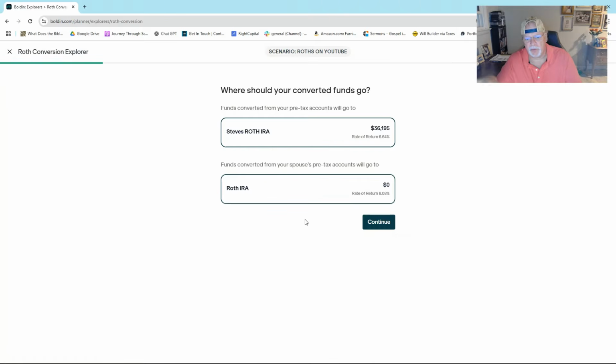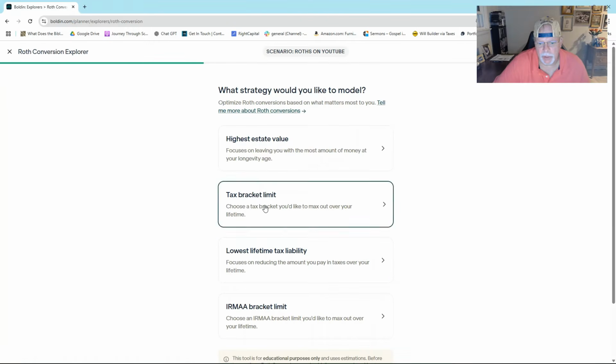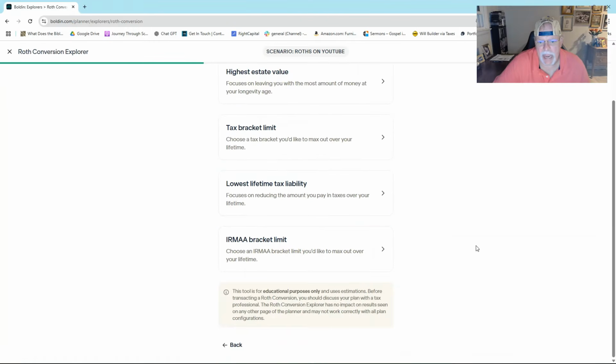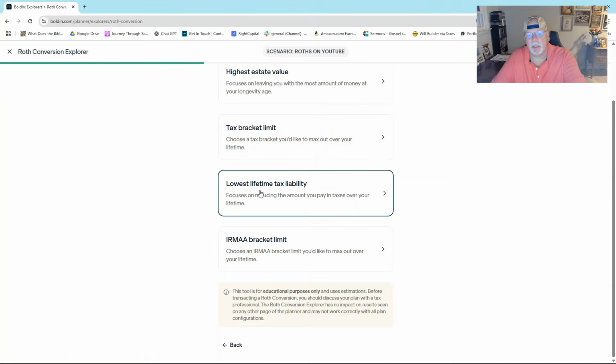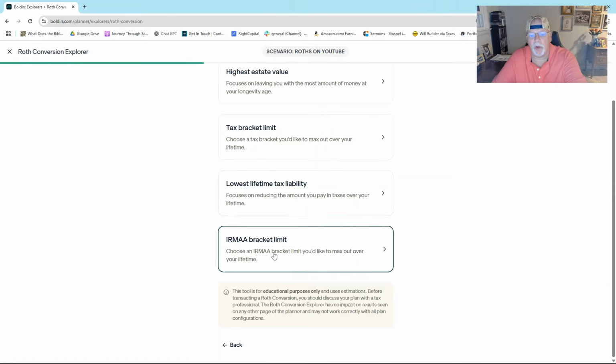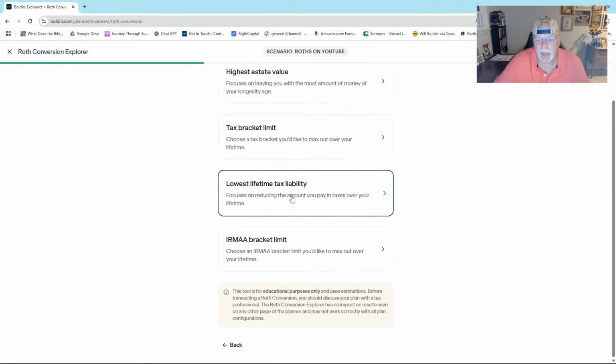But obviously, there's going to be different options you can take. So I'm going to go ahead and say, where do I want my pre-tax accounts? Where do I want my Roth conversions to go when I pull them out? I want them to go into Steve's Roth IRA. Right now, I'm going to go for the lowest lifetime tax liability. And what I found is when I did the lowest lifetime tax liability, I never went above my IRMAA brackets.